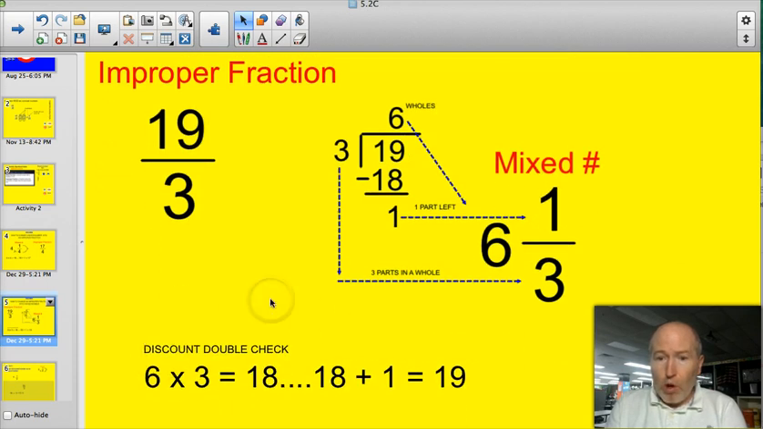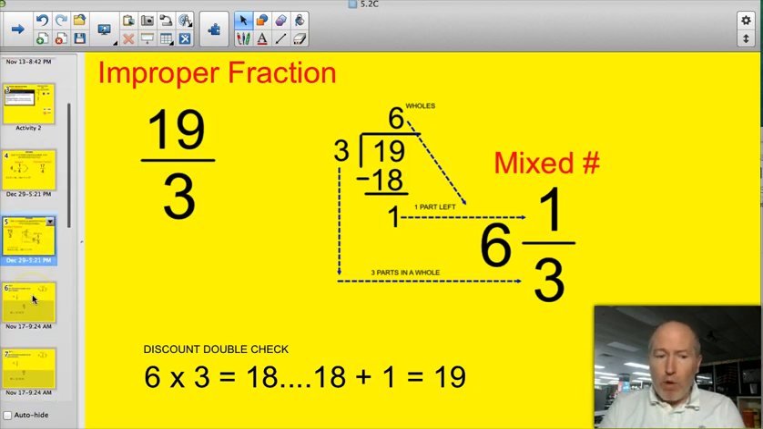Well, go back. 6 times 3 is 18, plus 1 is 19/3. 6 times 3 is 18. 18 plus 1, 19. Okay, or 19/3. You with me? I think you're ready to try a couple problems on your own.